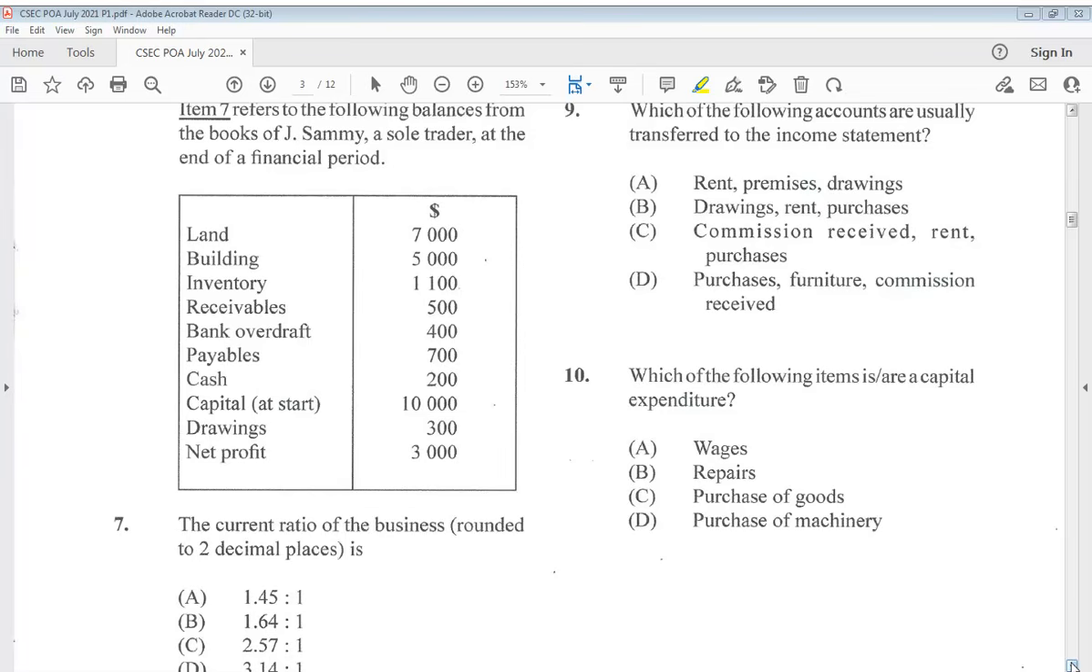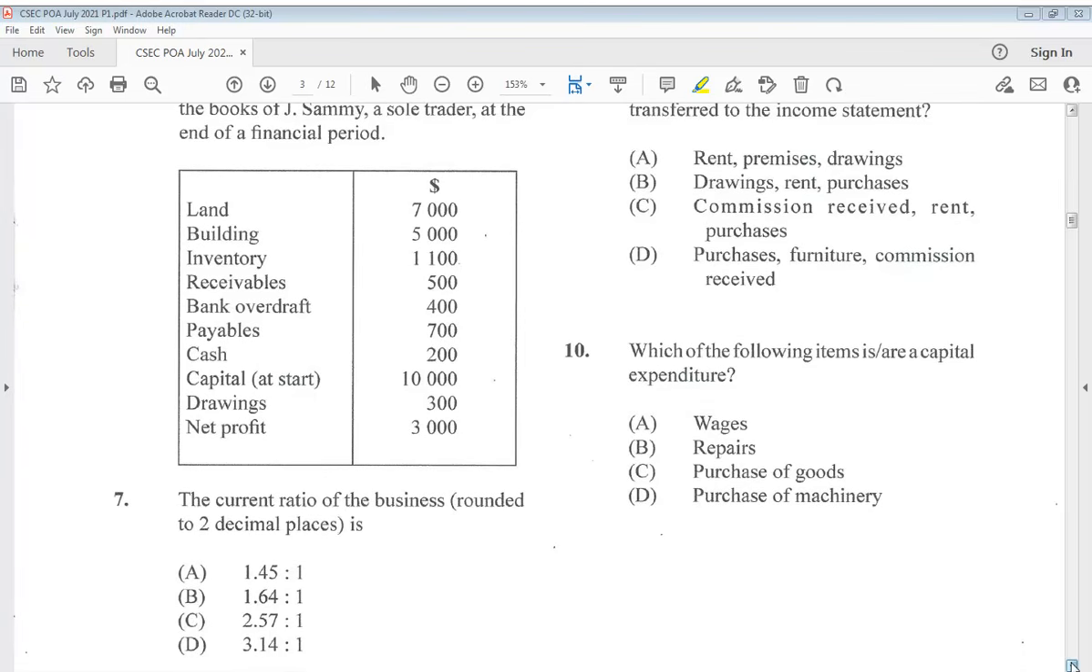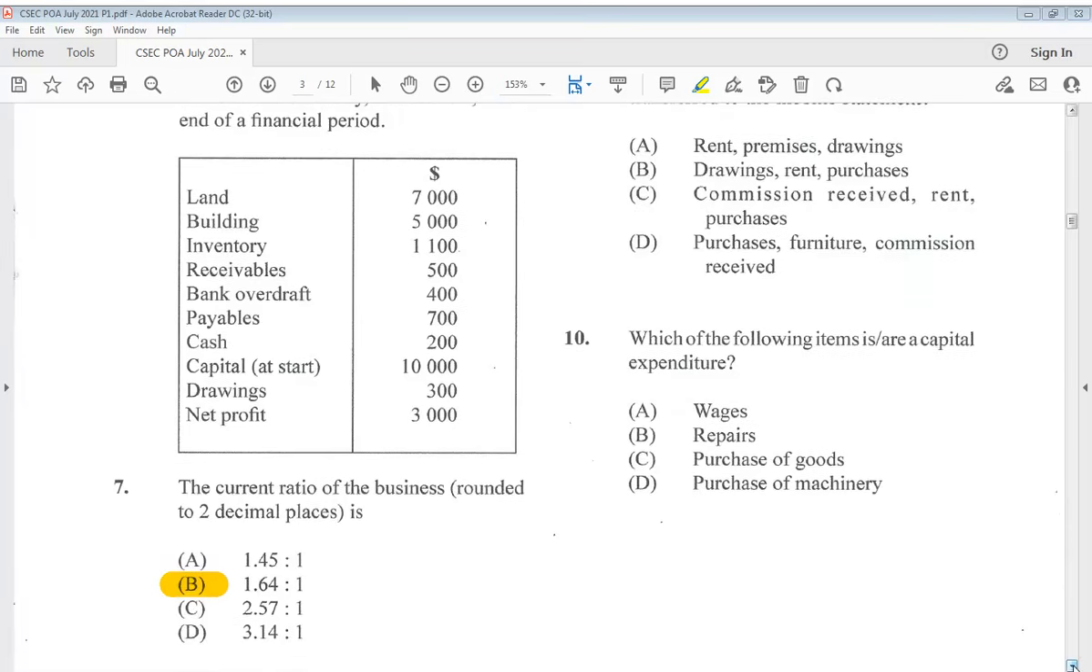What are our current liabilities? We have bank overdraft $400, payables $700. So that's a total of $1,100. And remember, our formula for current ratio is current assets divided by current liabilities. So we divide 1,800 by 1,100, and they ask us to round to 2 decimal places. So we get 1.64 to 1. The answer therefore would be B. Let's go to number 8.